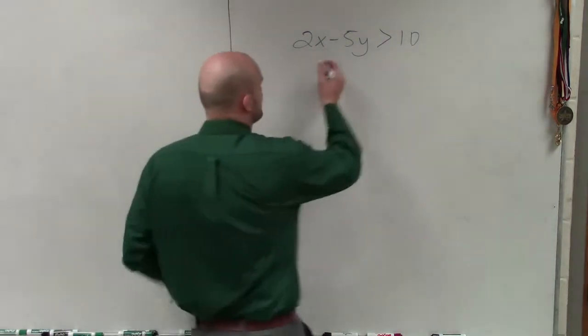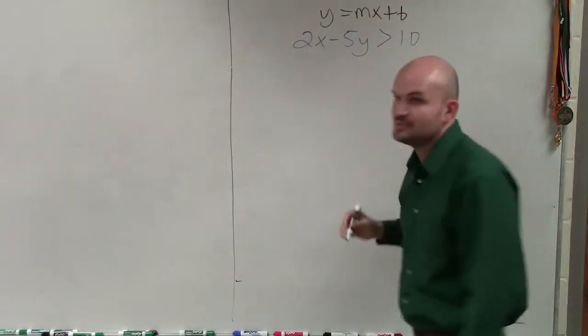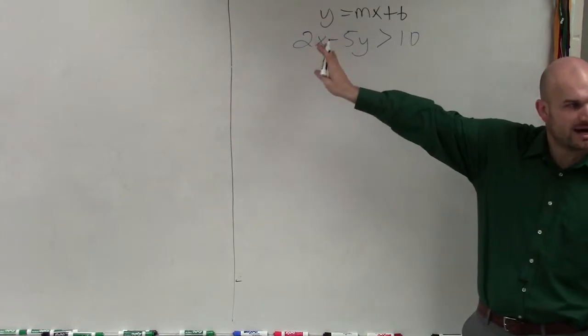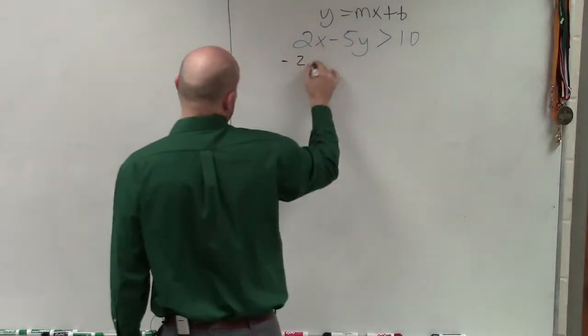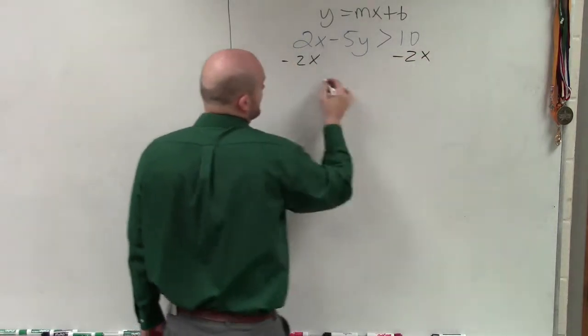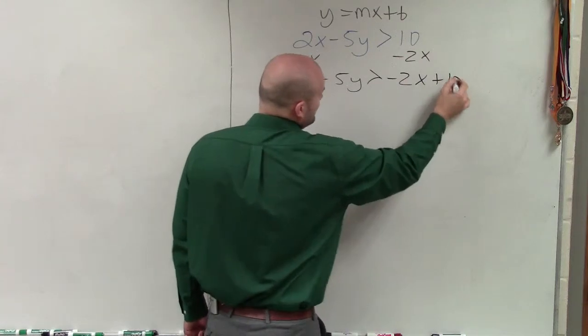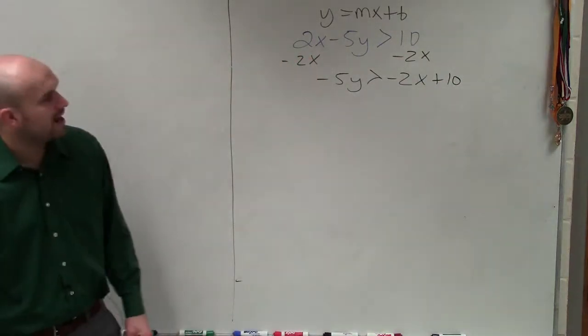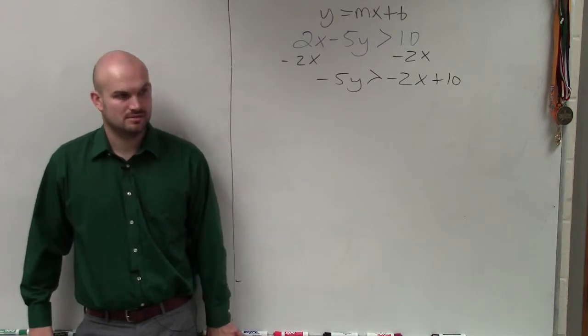So to do that, remember slope-intercept form as an equation would be y equals mx plus b. So that means I need to isolate the y. So in this equation, I need to solve for y. So I subtract 2x on both sides. I get negative 5y is greater than negative 2x plus 10. Does everybody understand why I rewrote that as negative 2x plus 10 rather than 10 minus 2x?